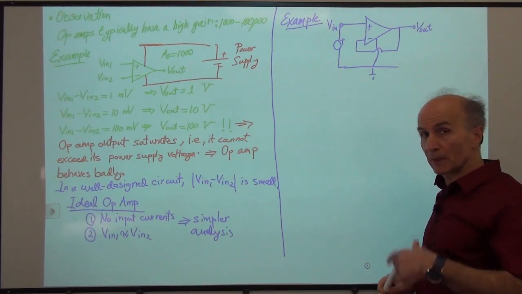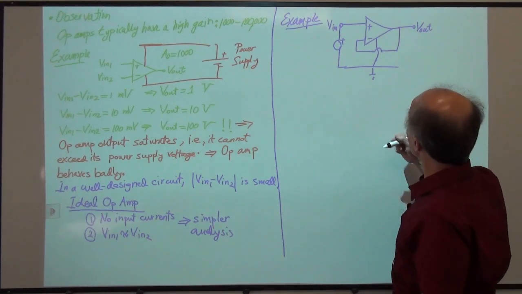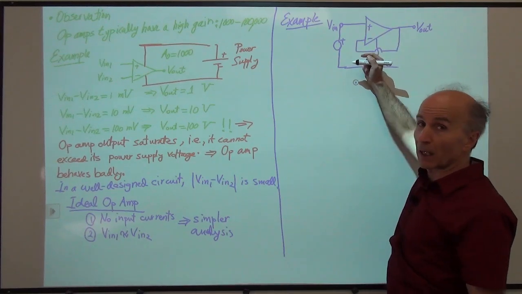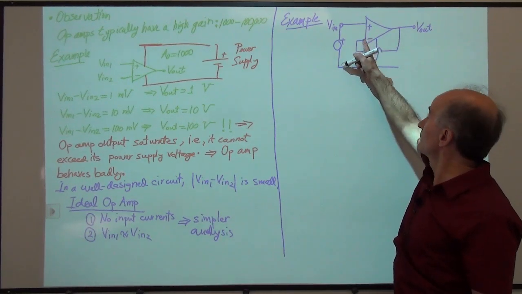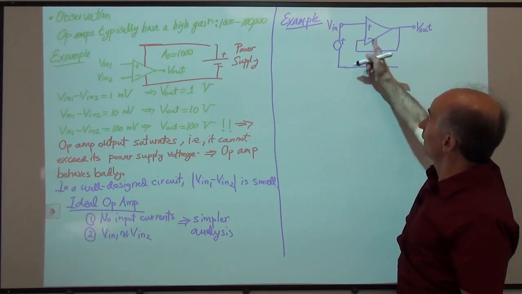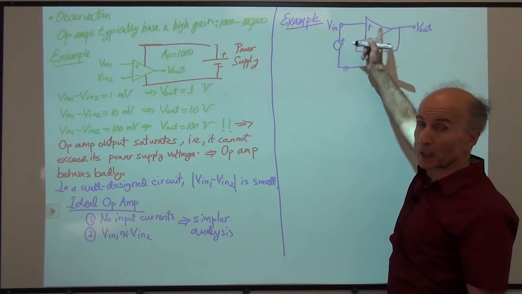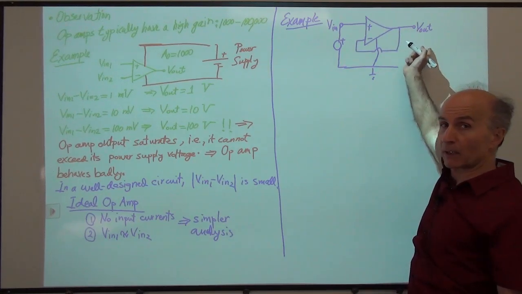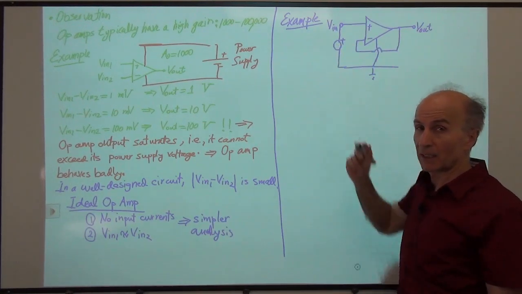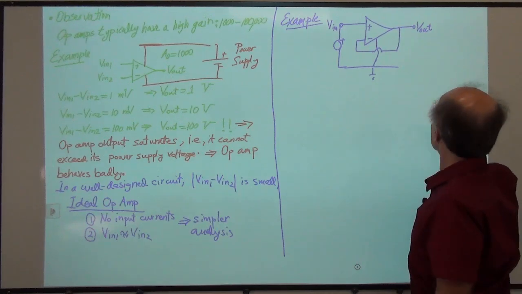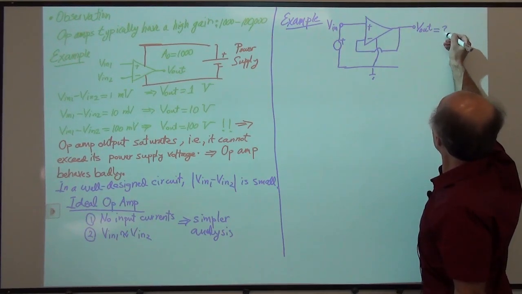Okay, so going back to the original problem. I have this op-amp. I connected its inverting input to its output. I have applied an input voltage to the non-inverting input, and I would like to find V out. How is V out related to V in? All right, so this is what we want to find.